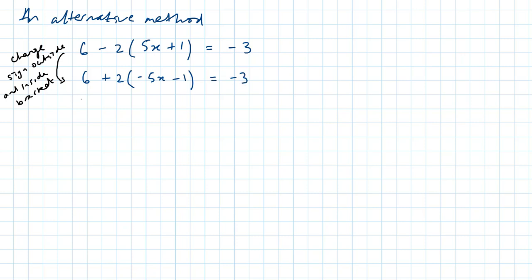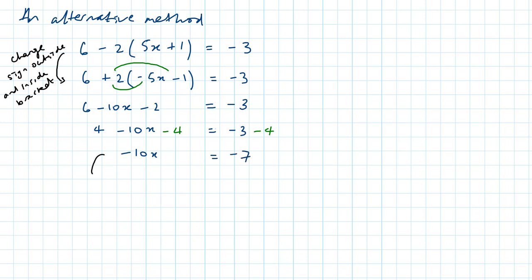Now, as before, we're going to expand the bracket out. So we've still got the 6, 2 lots of negative 5x is negative 10x, 2 lots of negative 1 is negative 2, and that equals negative 3. We simplify it. We subtract 4 from both sides. We've got our negatives again, so we need to change all the signs. And then we divide by 10.